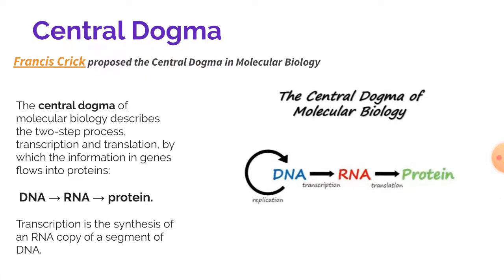Now the central dogma. What is the central dogma in molecular biology? Francis Crick proposed the central dogma in molecular biology. This describes the two-step process, transcription and translation, by which the information in the genes flows into the formation of proteins.